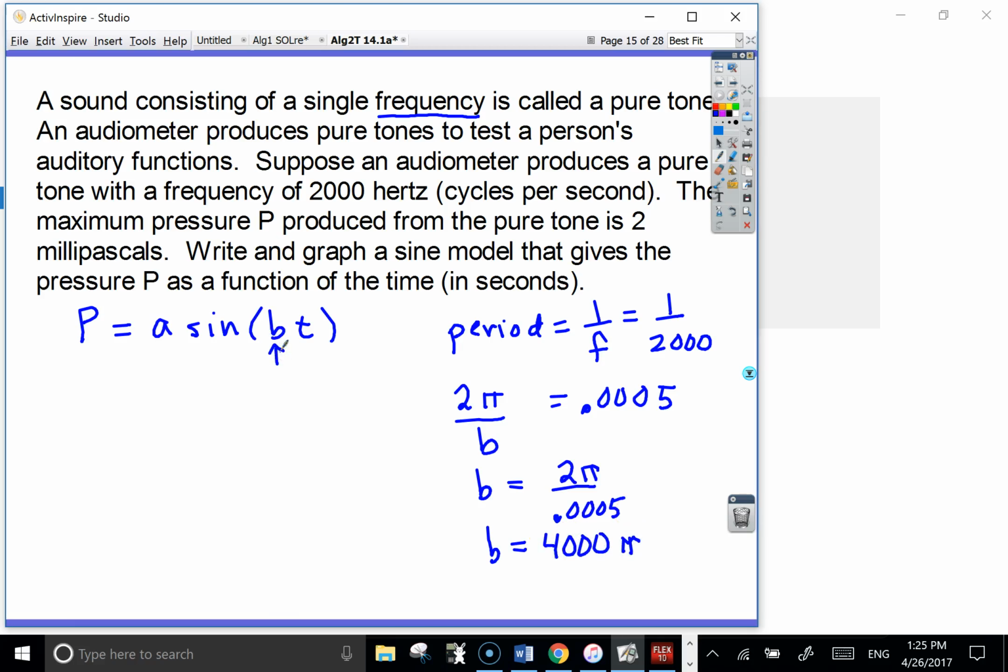Now, the amplitude. What can you tell about the amplitude? There's only one other number given there. They say the maximum P is 2, so that's got to be it, because the amplitude just tells us the boundaries between the minimum and the maximum. So here's the equation: P equals 2 times the sine of 4,000 pi t.